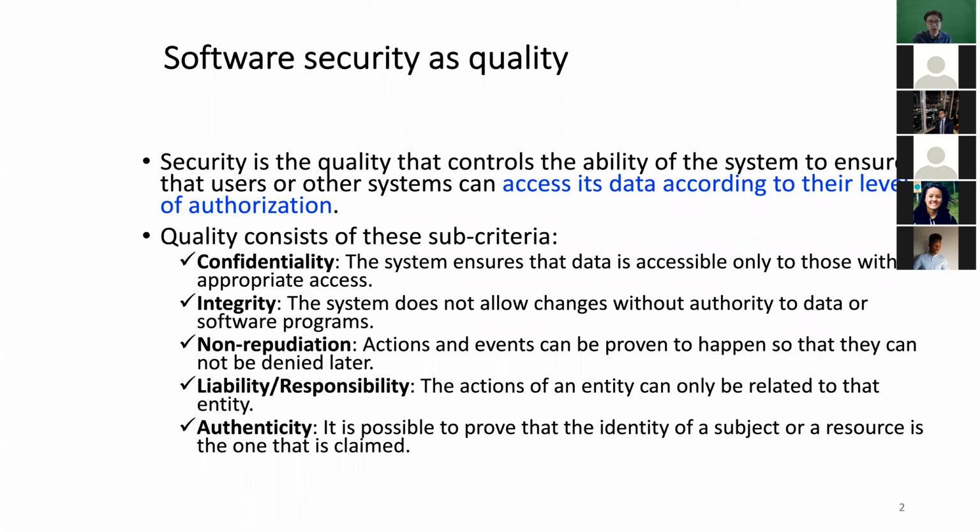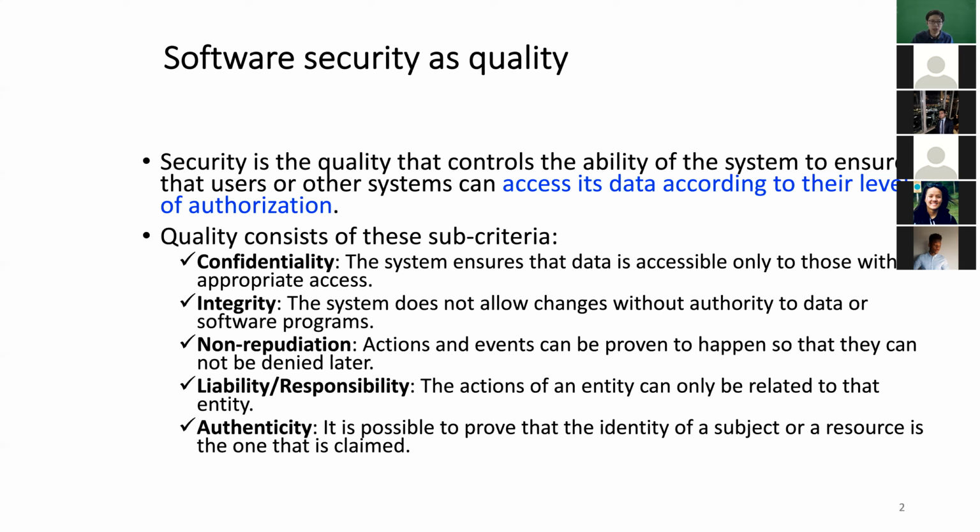The second one is integrity. The system doesn't allow changes without authority to data or software programs. For example, for Moodle, the university admin has the access to change the layout, how a Moodle site looks. But as a regular user, we cannot change it. That's integrity. It doesn't allow changes without authority to data or software programs.